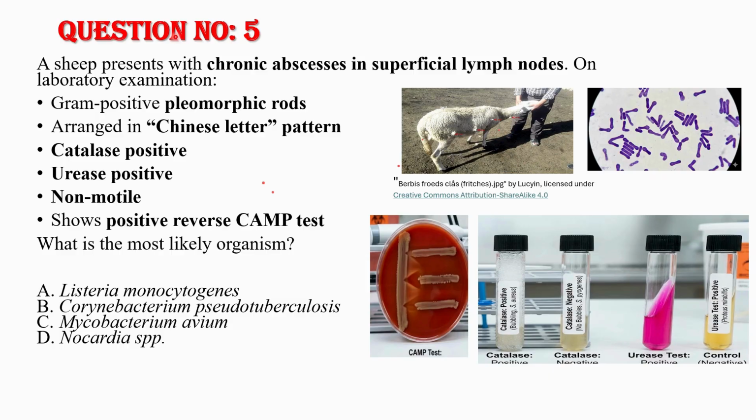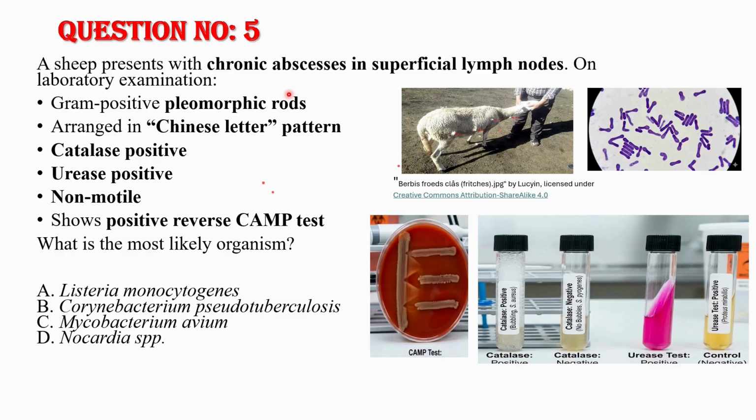Now we move to the laboratory findings. The microscopy shows gram-positive pleomorphic rods arranged in a distinctive pattern, that is Chinese letter arrangement. So you can see that arrangement in this picture. It is gram-positive. This morphology is highly characteristic and immediately points us towards the genus Corynebacterium. But morphology alone is not enough.